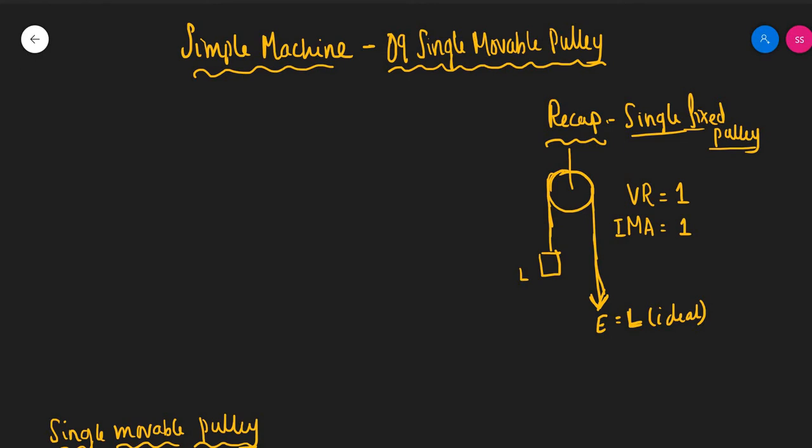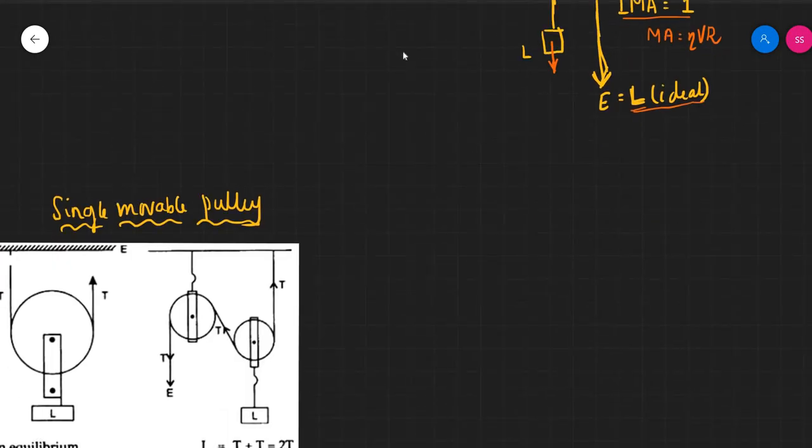In the previous video we talked about a single fixed pulley, wherein the pulley was fixed on the top of a roof, and you have the load and the effort on this side. In the ideal case, your effort is equal to the load. Your velocity ratio is always equal to 1, and your ideal mechanical advantage is equal to 1 as well. Non-ideal mechanical advantage would be equal to efficiency times VR, so it could be a little bit greater than or less than your velocity ratio.